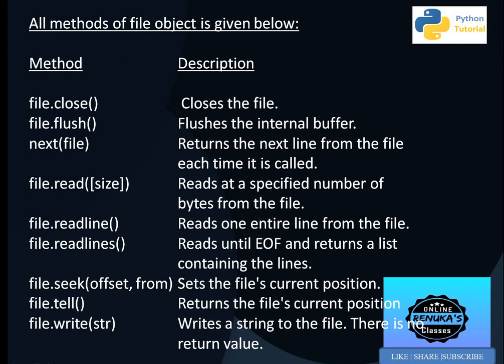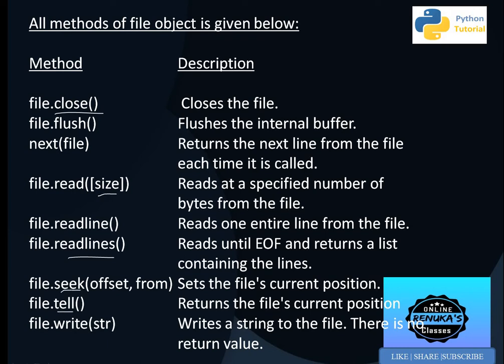Then the various file methods that we can use are close, flush, next. Close is to close the file, flush is to flush or clear the internal buffer. The internal buffer is the temporary storage and we can clear it from time to time. Next returns the next line from the file. Read, and in the brackets we can mention the size, so that many bytes can be read from a file. Readline for a single line and readlines for multiple lines. File seek and file tell.